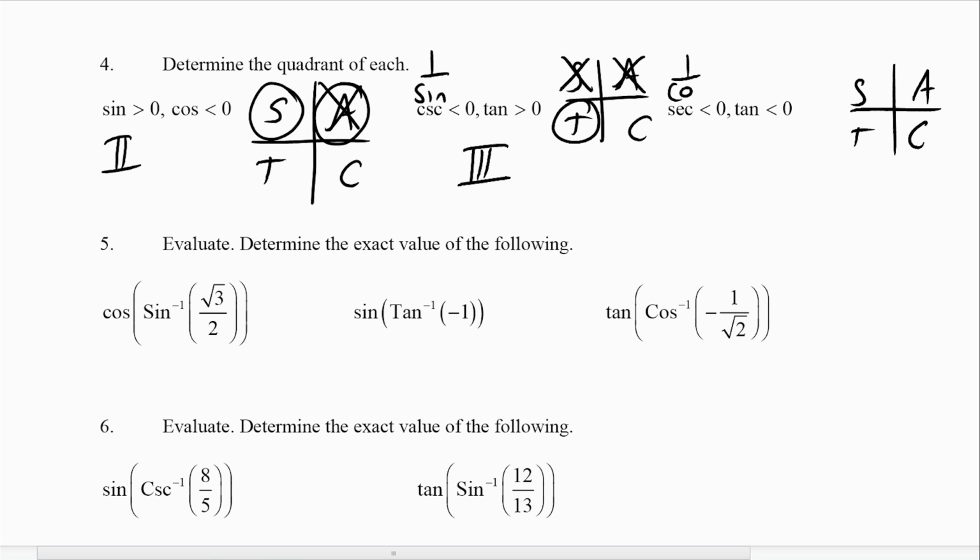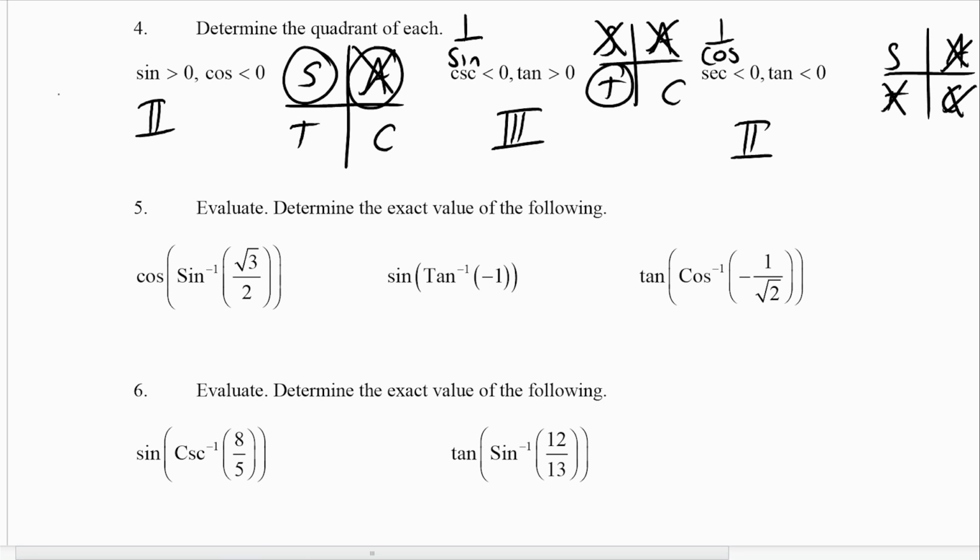And then last, to finish this off, 1 over cosine. So where is cosine not positive? It can't be positive in the first and fourth. And where is tangent not positive? It's not going to be in the third, so we're left with, yet again, the second quadrant.